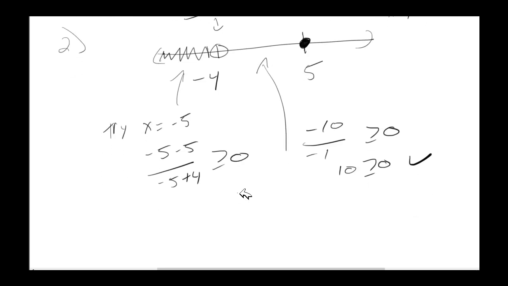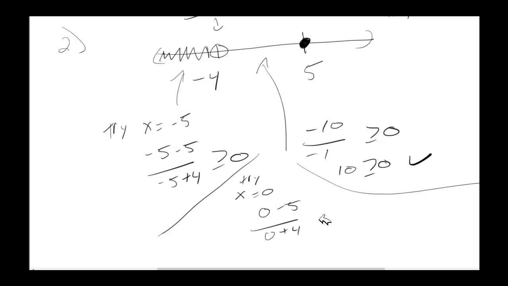Try something in the middle, like 0 would work. So I'm going to try x equals 0. It's going to be 0 minus 5 over 0 plus 4. Wonder if that's going to be greater than or equal to 0. This is minus 5 over 4, which is not greater than or equal to 0. I don't want that. So x here, I do not want it.